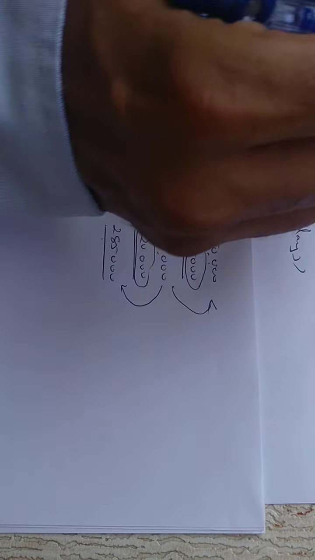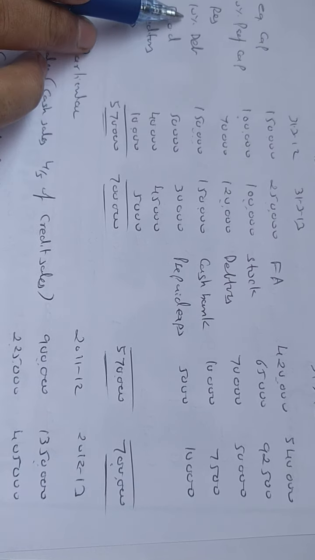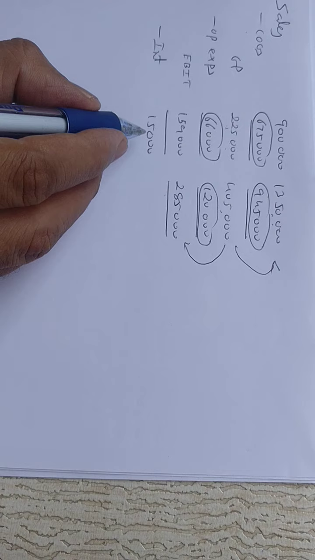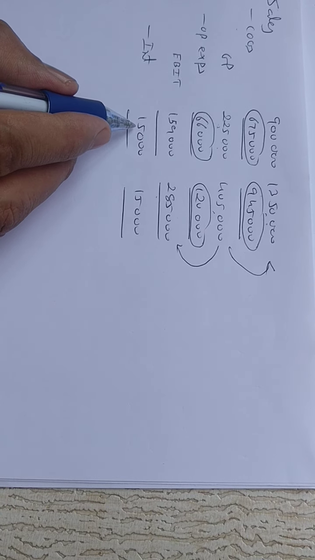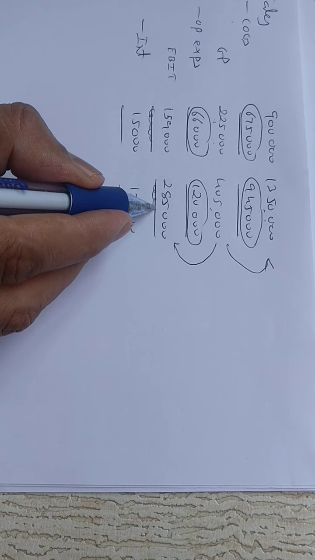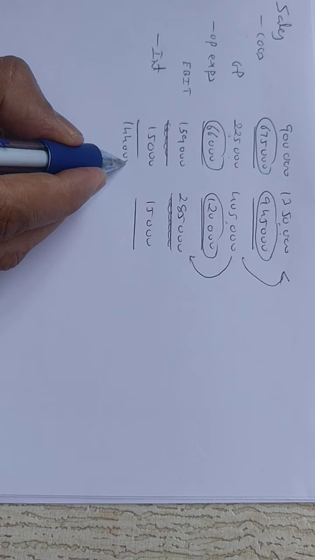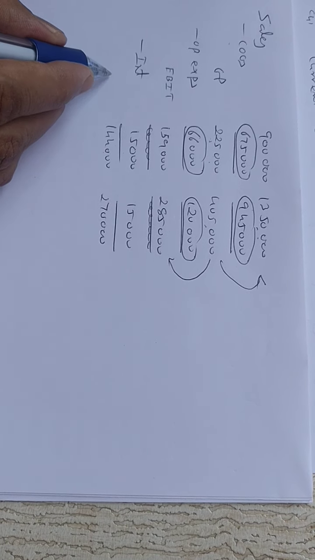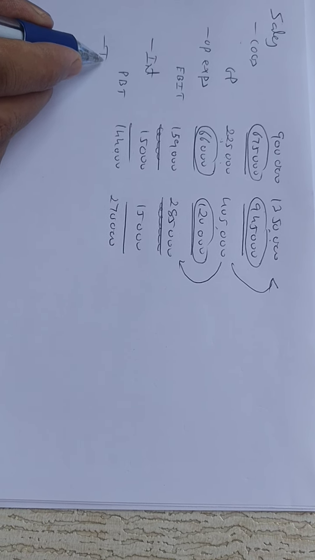Now EBIT. Then here you have to minus interest. Interest means debenture interest. You see in the balance sheet, debentures were given 1,50,000 of 10%. So 10% of 1,50,000 is 15,000. So 159 minus 15, the profit is 1,44,000. 285 minus 15, 2,70,000. It is called PBT, profit before tax.